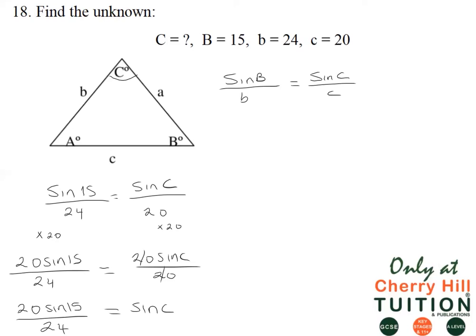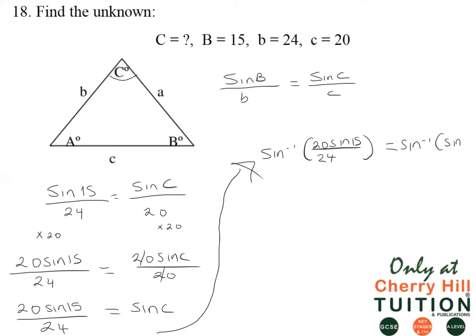Okay, and now the last thing we need to get rid of is the sine that's next to the C here. That will leave us with the C on its own. And we can do this by inverse signing on both sides. So let's do that there. So inverse sine 20 sine of 15 over 24 is equal to the inverse sine of sine C. Now, on the right-hand side, the sines cancel out, and we are just left with C. And on the left-hand side, we have inverse sine 20 sine of 15 over 24.